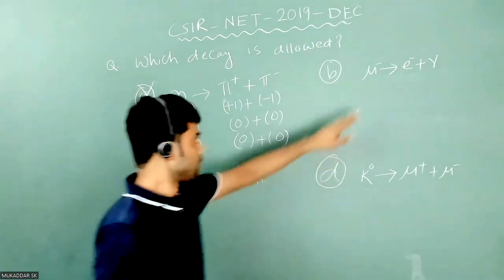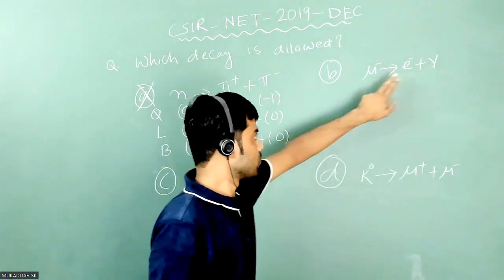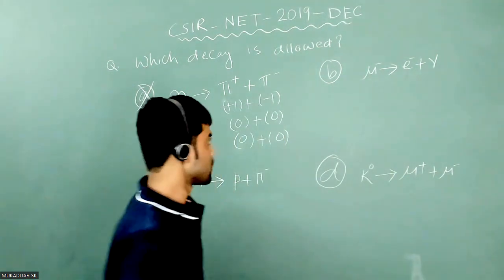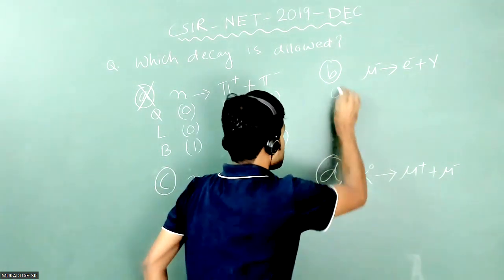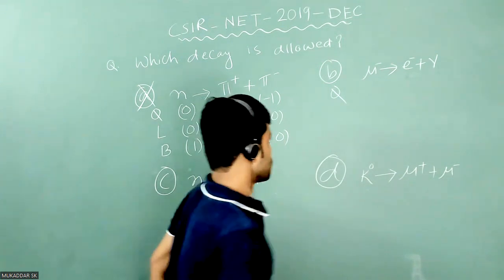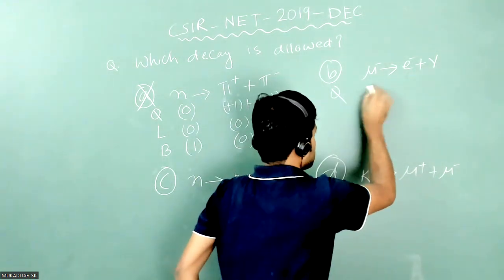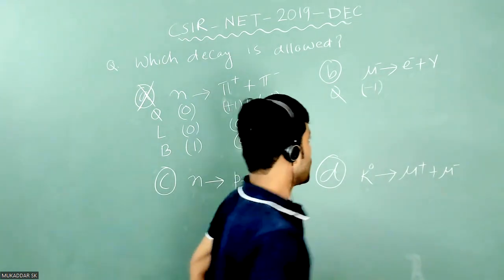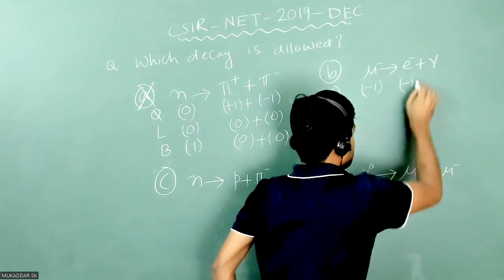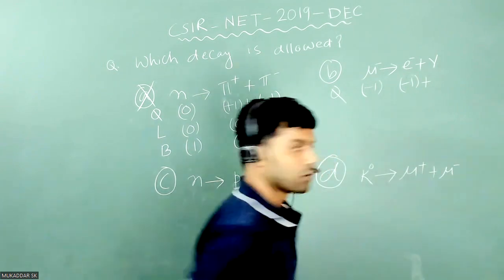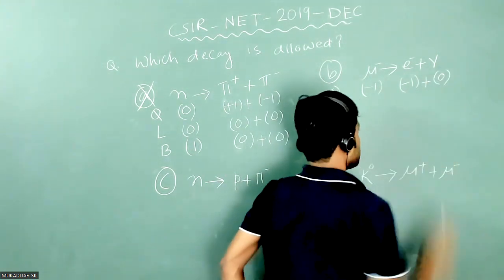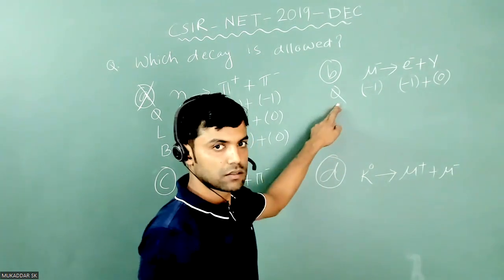Now we'll check decay B, that is mu minus goes to e minus plus photon. Let us check charge conservation Q. On the left hand side, you have mu minus, so this number will be minus 1. On the right hand side, e minus, so this number will be minus 1. But for photon, this number will be 0. So here also charge is conserved.